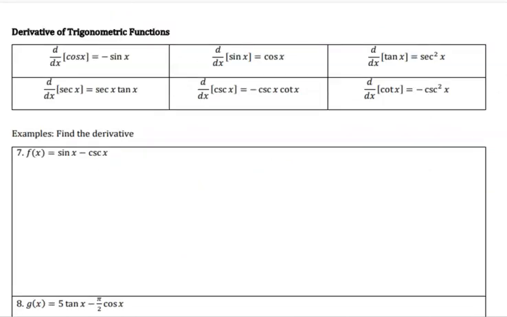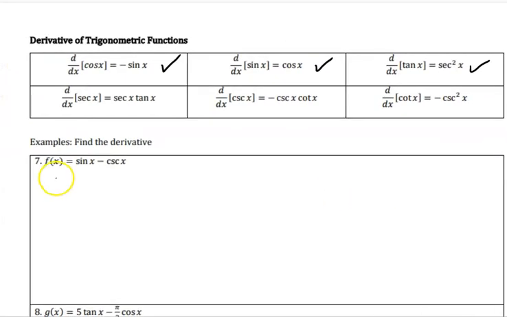Here we are given at the top of this page the derivatives of all 6 of our trig functions. We already had the rule for cosine and we had the rule for sine. We also already had the rule for tangent because we did establish it when we used the quotient rule to find the derivative of tangent. But now we have all 6 of our rules, and so now we're going to find some more derivatives.